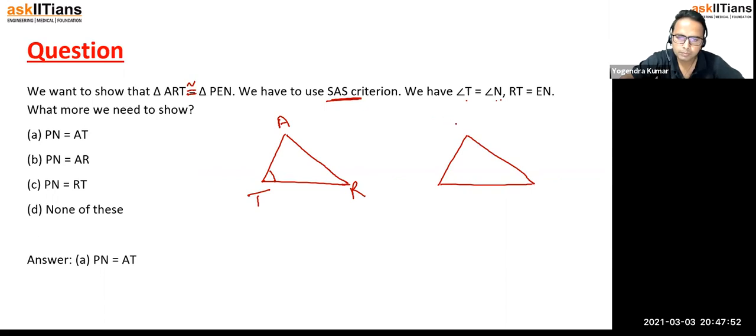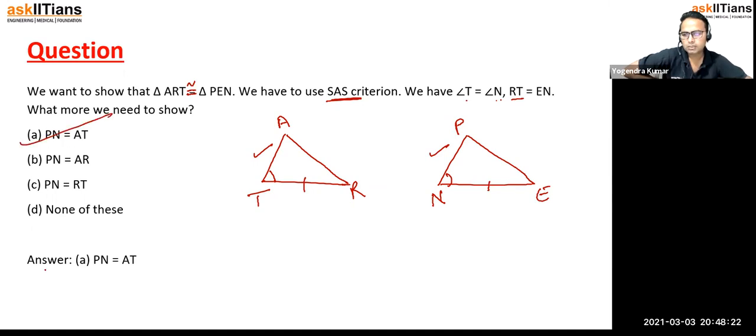Now, N is what, let's say I'm making here. P, E, okay, like this. They are like this. According to this criteria, I wrote like that. Okay, and SAS. So these angles are equal. Now RT is equal to EN. RT is equal to EN. These are equal. What more do we need to know? We need to know this side and this side have to be equal. So AT is equal to PN. So we got this, right?